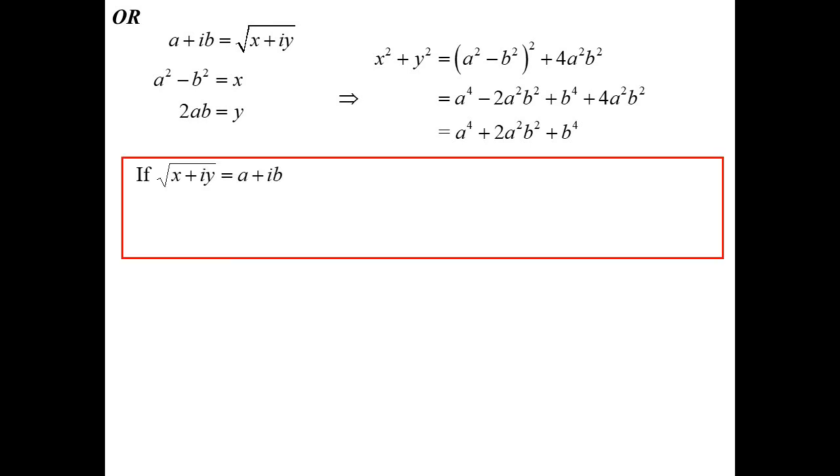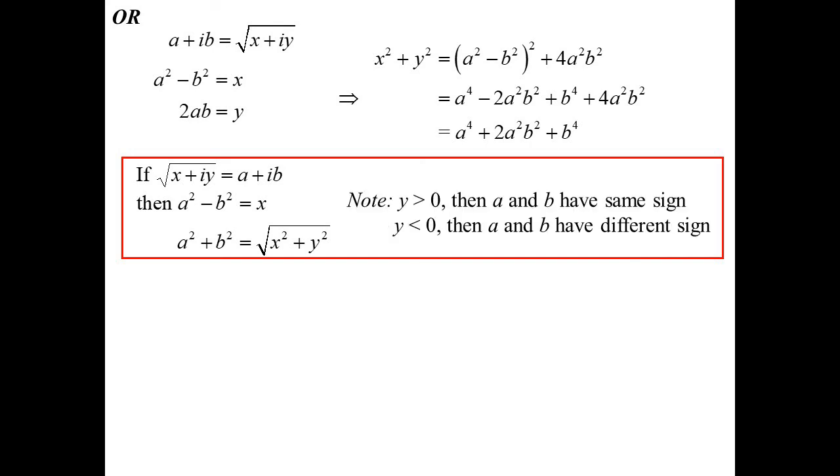X squared plus y squared would end up being a squared minus b squared, all squared, plus 4a squared b squared. And when I play around with that, I end up with a perfect square there. So in fact, a squared plus b squared is going to be the square root of x squared plus y squared. So that's how I can find it a lot quicker. A squared minus b squared is the real part, so x, that's still the same. But then a squared plus b squared is the square root of the imaginary part squared plus the real part squared.